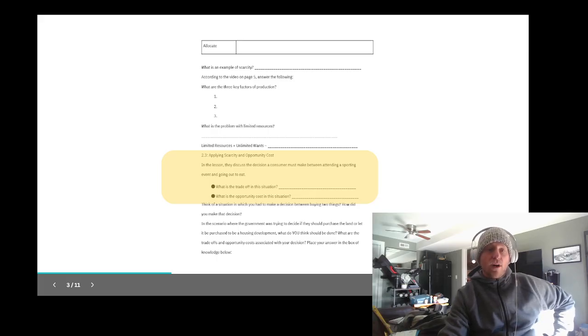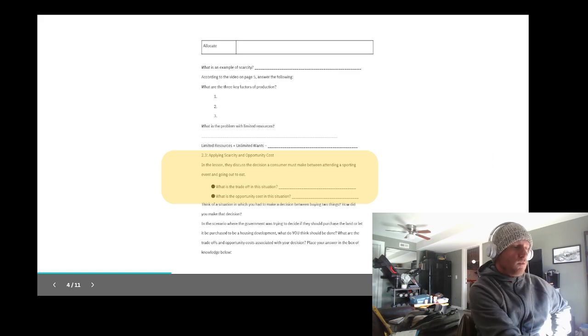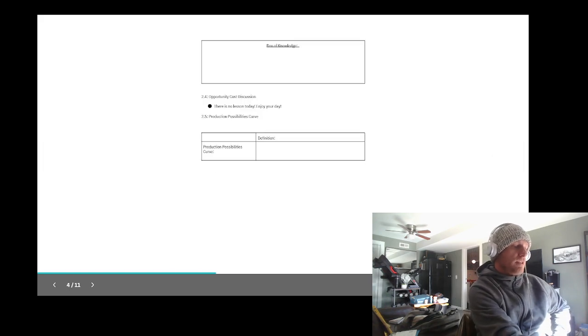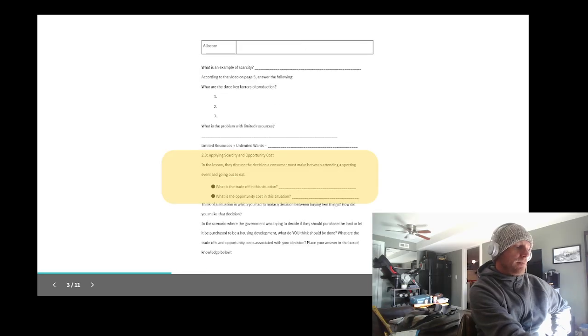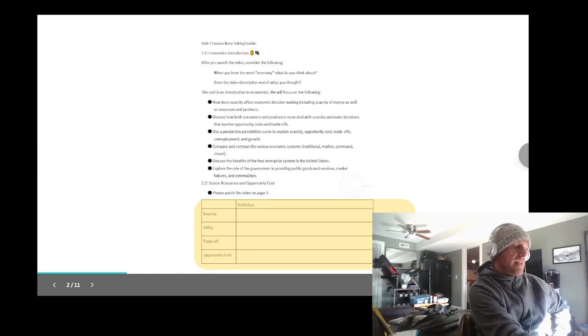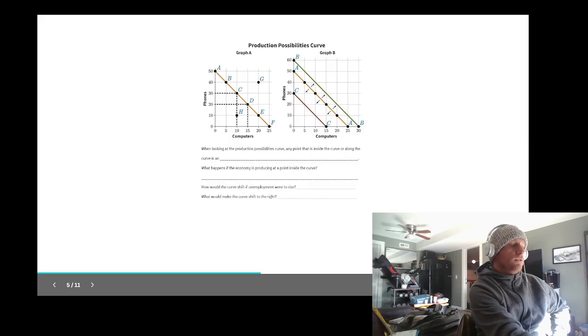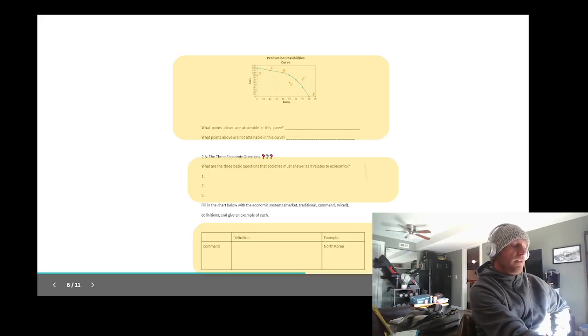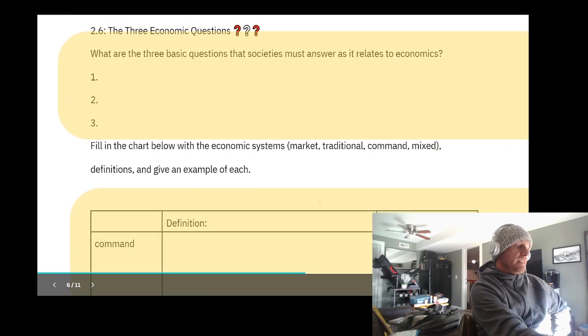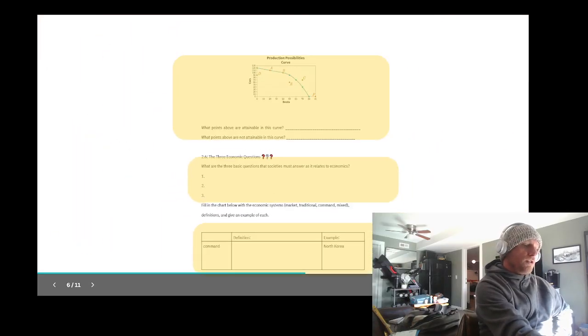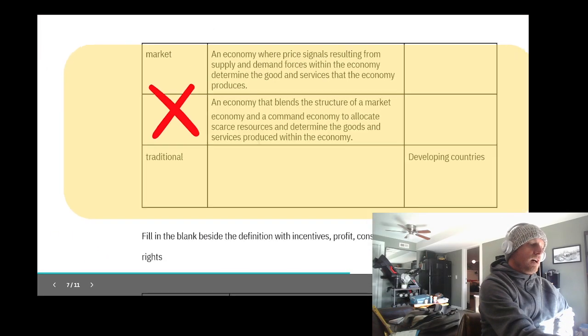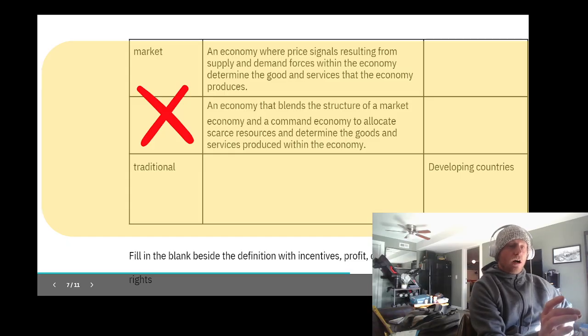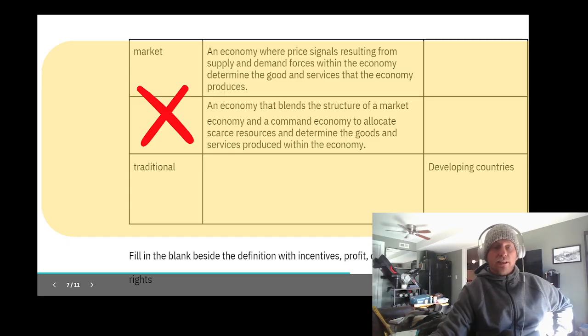In an economy where price signals resulting from supply-demand forces within the economy determine the allocation of resources and the production of goods and services, okay? That's going to be in the ones that are talking about the different types of economies. And that is going to be on, there we go, that's 2.6, all right? So definitely know your types of economies. We'll see that one later on.